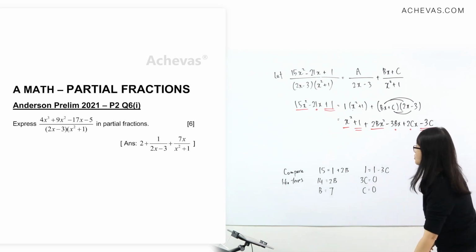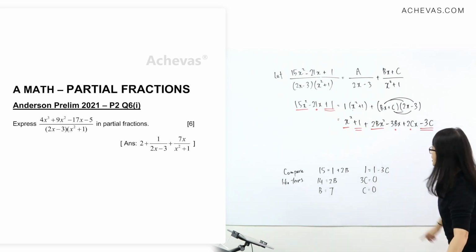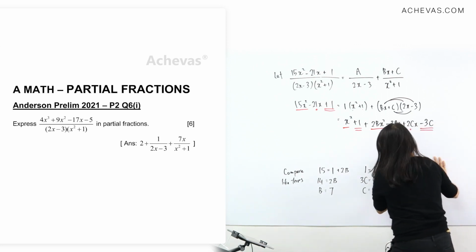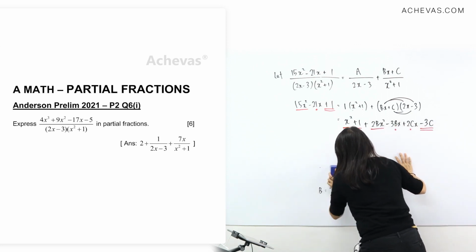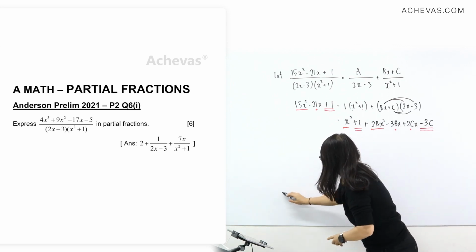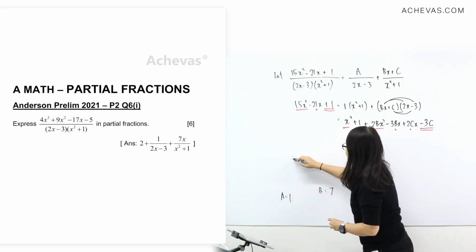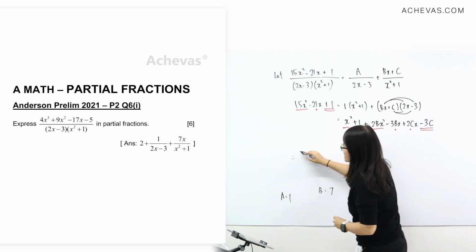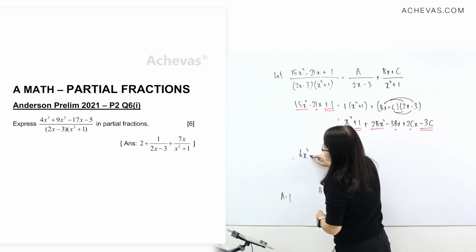Remember, we're not done yet. We still have one last step. So let me erase this one over here. I do want to remember that my A value is 1. So last step, let me make a conclusion. Express that as partial fractions.